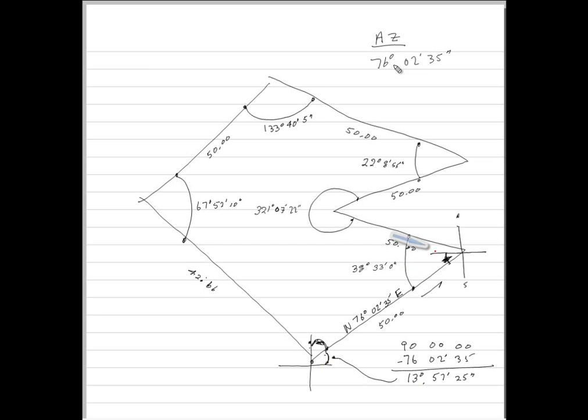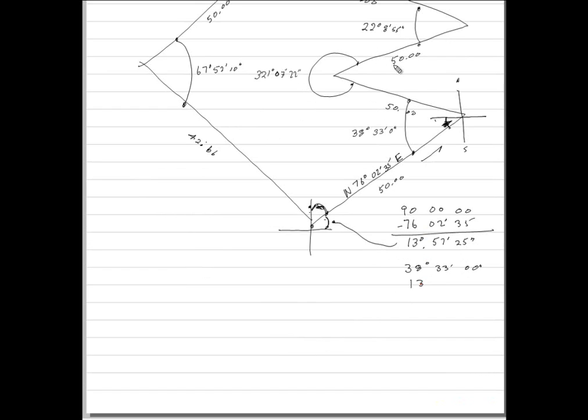So now I want to know what this angle right in here is. So now I say 38 degrees, 33 minutes, 0 seconds. And I subtract 13 degrees, 57 minutes, 25 seconds. And the answer is 24 degrees, 35 minutes, 35 seconds. That's what this angle right in here is. So if this angle here is 24 degrees, 35 minutes, 35 seconds.